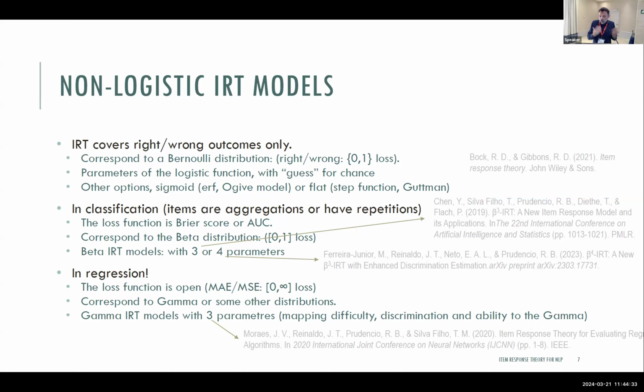But today you can even use some other sigmoid functions. And you could even try a step function. You could do that, of course. I don't recommend it, but that's the old Guttman model.